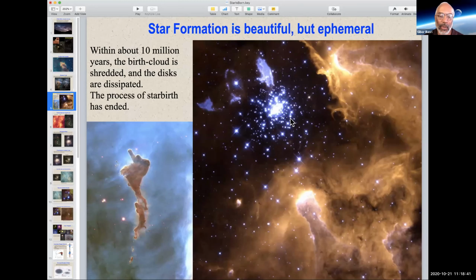So this is beautiful. It reveals a cluster of bright stars. There's actually a lot of fainter stars here. There are actually several thousand stars that have formed here. You can only see the bright ones in this picture. And here you can see a cloud being eroded away by the light coming from here.